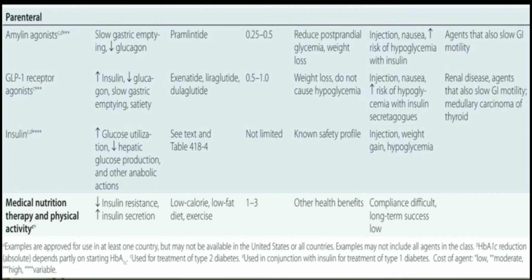So in this slide, we will talk about the parenteral agents used to treat type 1 and type 2 diabetes mellitus. So let's start with the amylin agonist. The example is pramlintide, which slows the gastric emptying and also decreases the glucagon action. GLP-1 receptor agonists like exenatide and liraglutide increase the insulin action, decrease glucagon action, and also slow the gastric emptying and increase satiety. Insulin increases the glucose utilization, decreases hepatic glucose production and has other anabolic actions. We will read about insulin more in the next two slides.